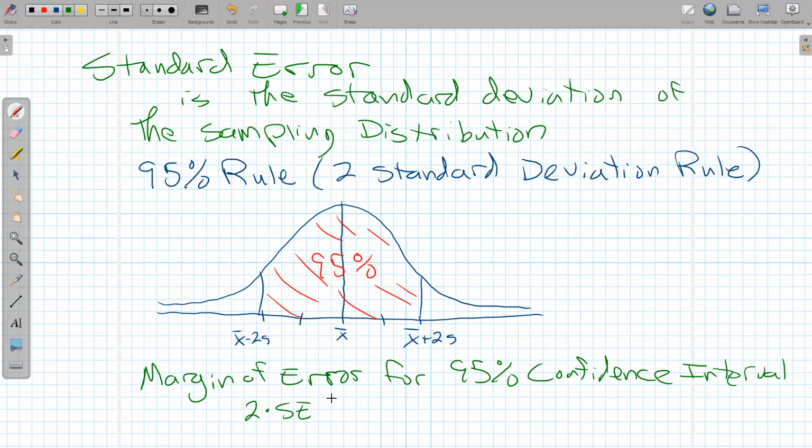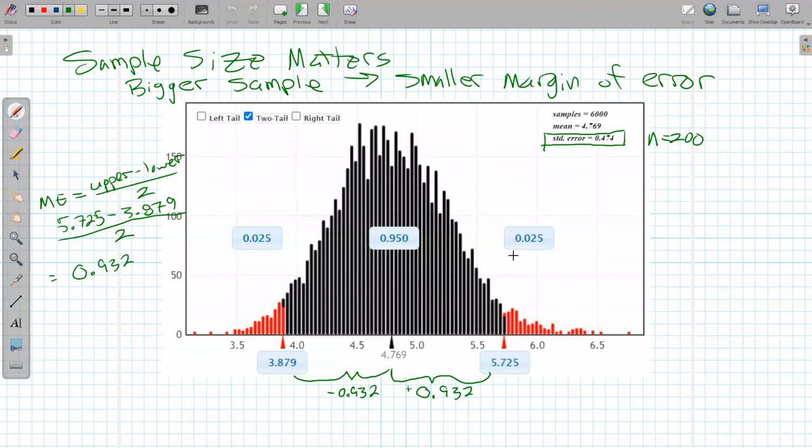So if I look at my previous example, back here, the claim was that the standard error was 0.474. So that means for a 95% confidence interval, my margin of error should be equal to 2 times 0.474. Let's see what my calculator thinks about that. 2 times 0.474, I get 0.948. Notice that's close to the number here. It's not exactly the same, but it's close.